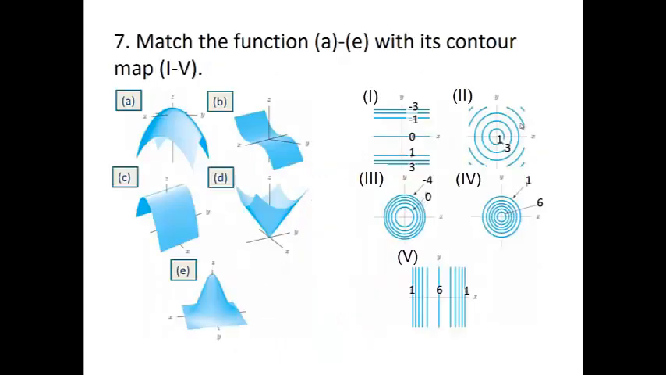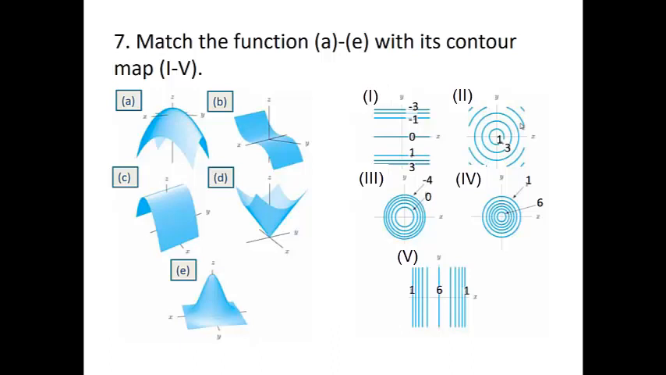All right, here's one final example. Here we want to match the functions A through E, those surfaces, with the contour maps 1 through 5. Before we dive in to this example, I would really encourage you to pause the video just a minute and practice yourself. See if you can match these surfaces with the contour maps. So pause the video, try it out, and then I'll walk you through my solutions and you can see if you came up with the same answers that I did.